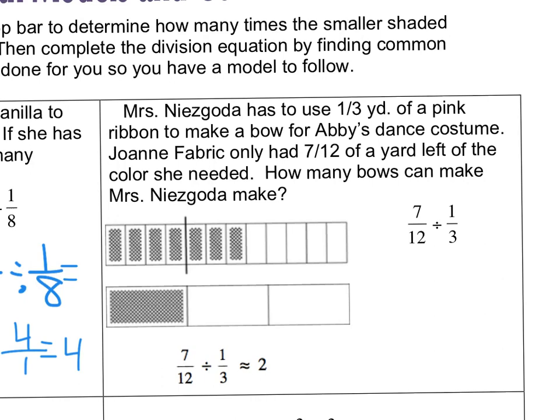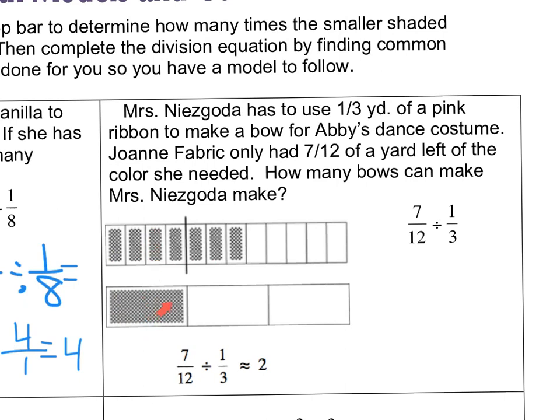So as I look at my model here, I can see that I have 1, 2, 3, 4, 5, 6, 7, 8, 9, 10, 11, 12 pieces, which shows the denominator here, 12. And since 7 are shaded, that's the amount of material I have left. 1/3 of a yard is right here, has to be used for a bow. So I can easily see from the model that this 1/3 I can make out of that 7/12.